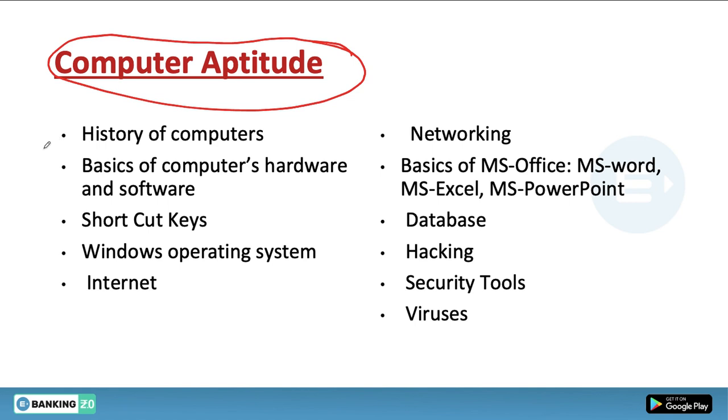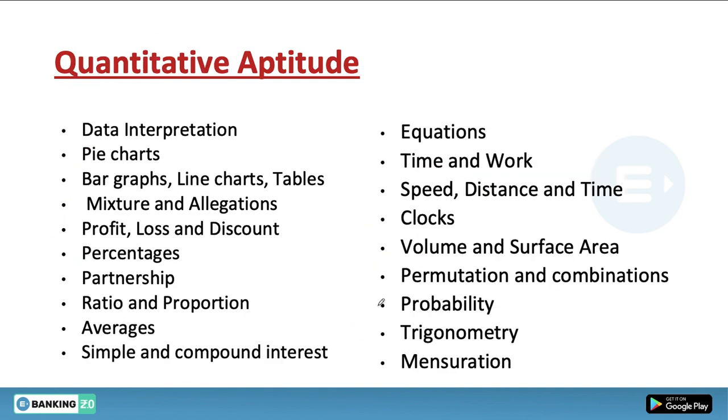So the first topic is history of computers, then basics of computer hardware and software, then shortcut keys, Windows operating system, internet, networking, basics of MS Office which includes MS Word, MS Excel and MS PowerPoint, database, hacking, security tools and viruses. So this was the syllabus for computer aptitude.